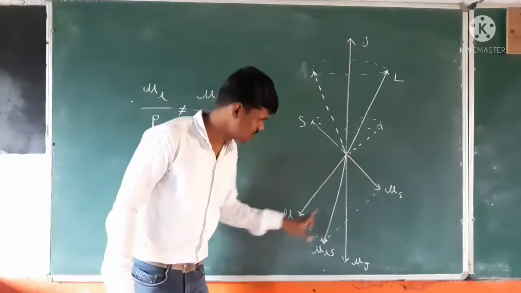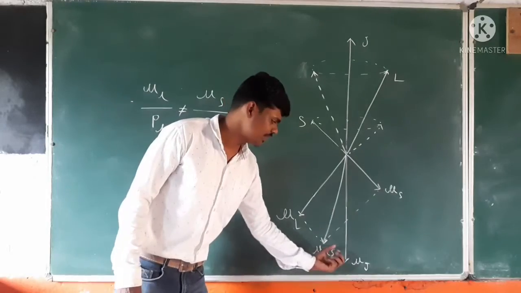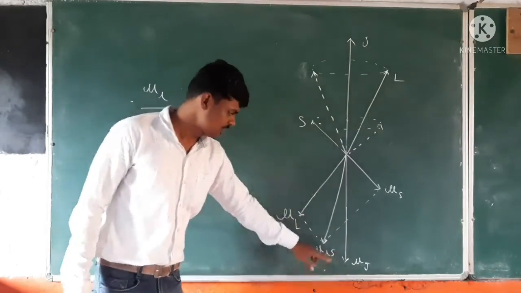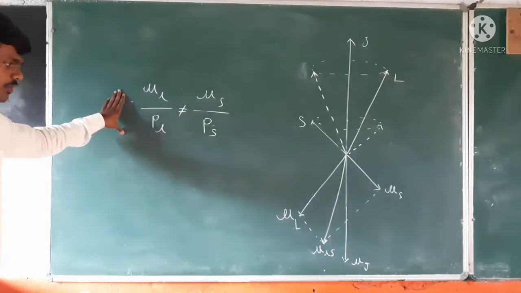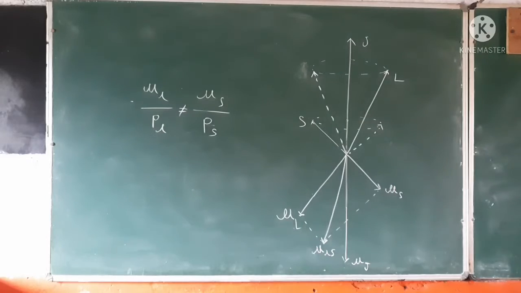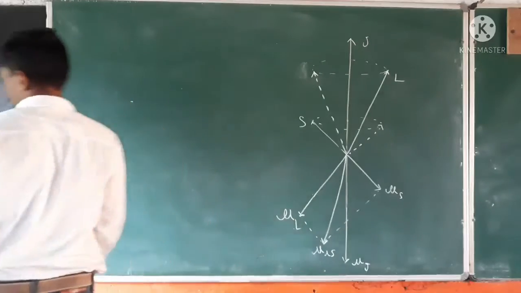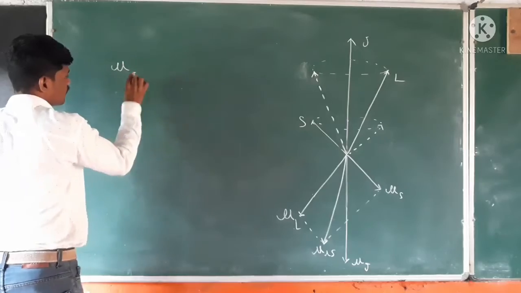So we can see in this vector diagram the resultant is mu LS, but it is not directed along mu J, which is opposite to J. It is different because we have different ratios. Now we have to calculate the value of mu J, that is, the resultant magnetic moment of the atom.